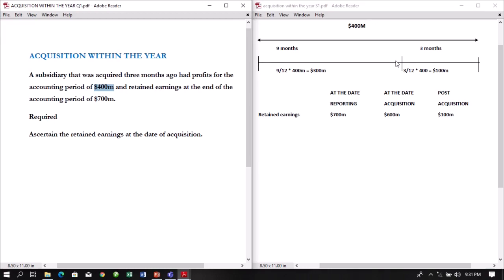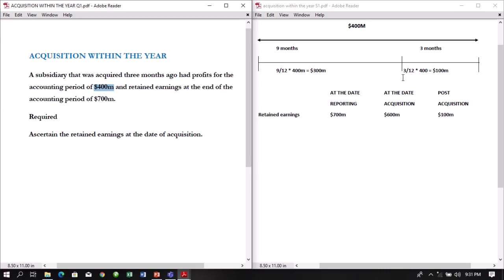We became the parent company 3 months ago, which means that any profit that will be taken as post-acquisition profit is actually profit from 3 months ago. And also it is possible that we have post-acquisition losses too. If there are any losses that will be allocated to us, they are losses that relate to the 3 months since we acquired this company.